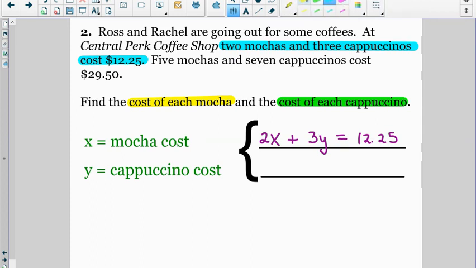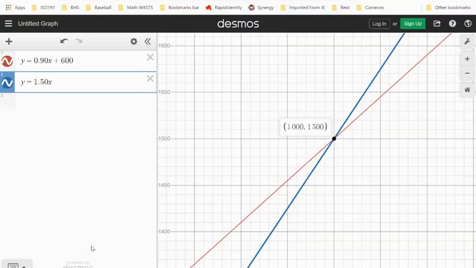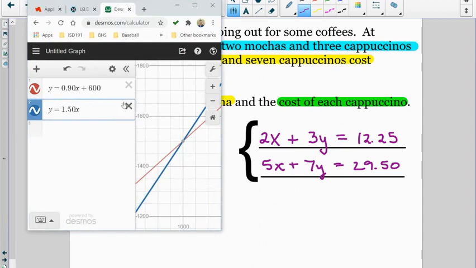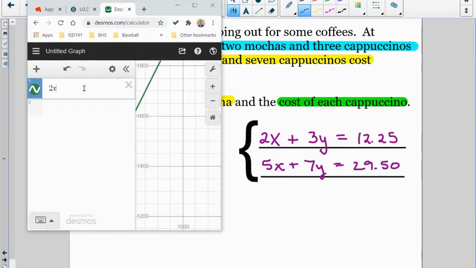Then we had another sentence that gave us some more information. 5 mochas and 7 cappuccinos cost $29.50. So we get our second equation. So that's our system of equations. Looks like we're probably going to want to use graphing as our fastest method of solving this. 2x plus 3y equals 12.25. And 5x plus 7y equals 29.50.